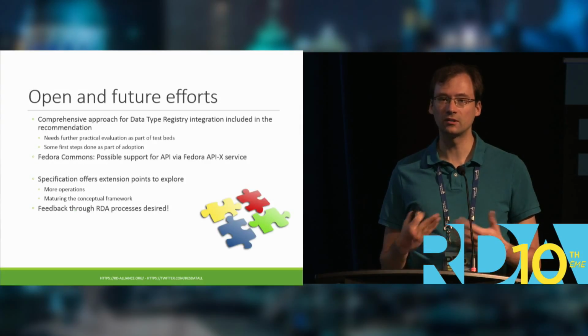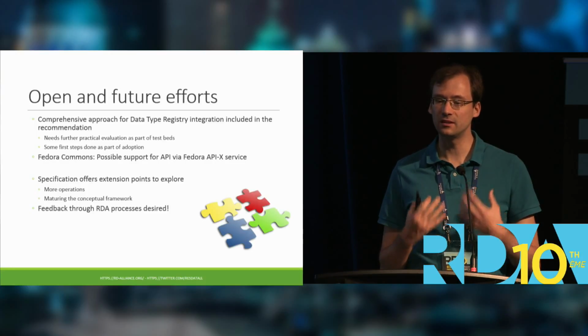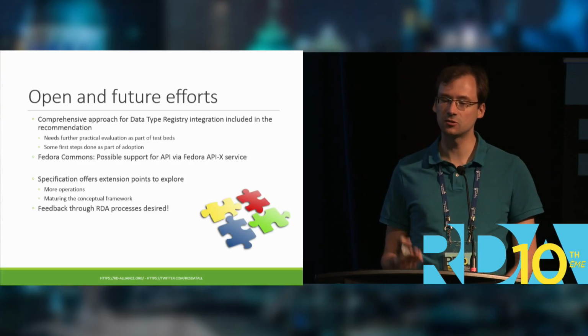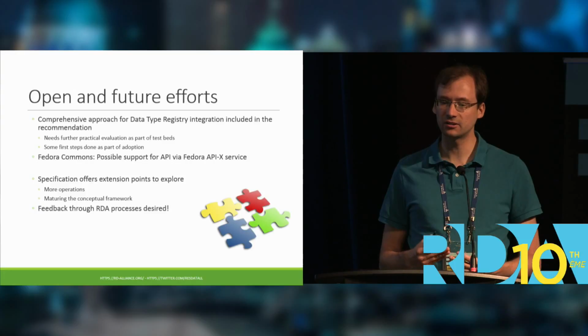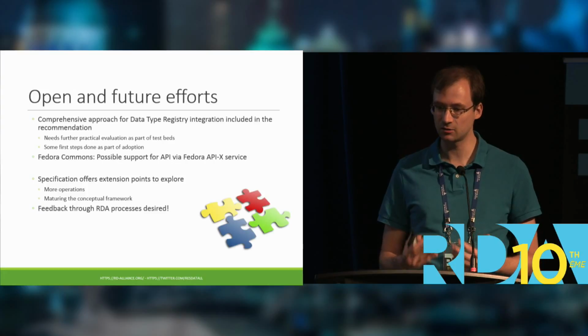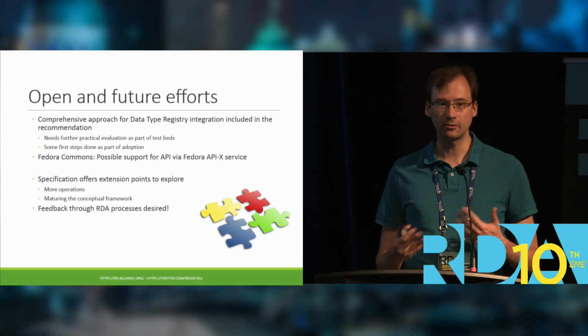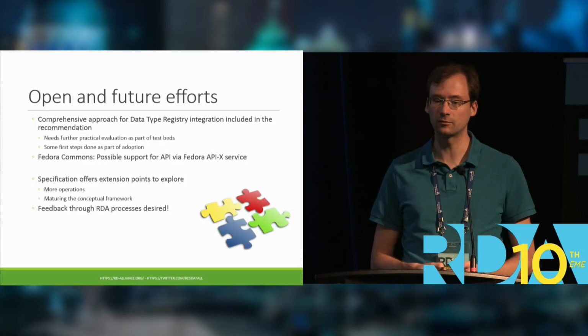Now, talking about what is going on after this working group, open and future efforts. We see that, and Larry Lannom has already detailed the data type registries recommendation, this should be also used in combination with collections. So there is a first effort included in our recommendation document about describing the types for collection interaction, but this also needs further practical evaluation as part of some test beds. Some first part is done as part of the adoption, but this is definitely something that should see more use and feedback out of practice.